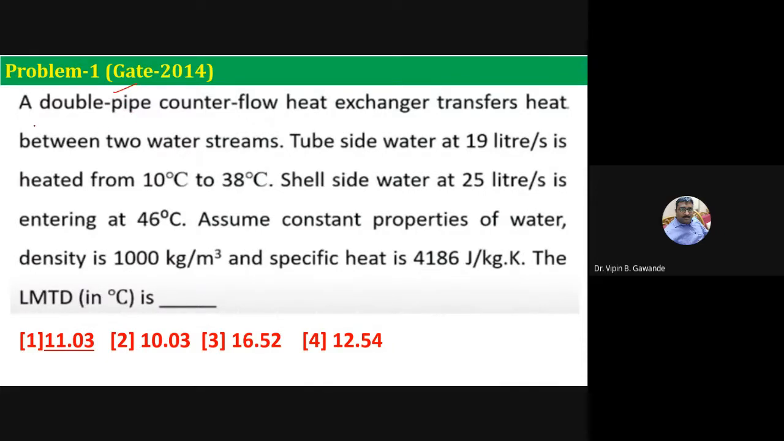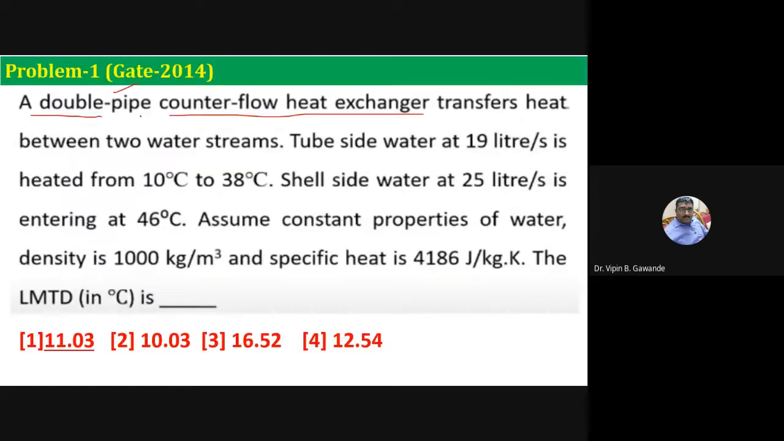Now, a double pipe counter flow heat exchanger. Whenever a counter flow heat exchanger is there, the diagram is something like this. The flow is different. Always here, this is TH1, here this is TH2. Now the lower temperature is TC1, and this is TC2. This is the diagram for the counter flow heat exchanger.